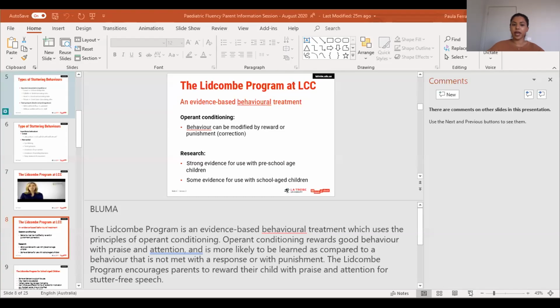The Lidcombe program is an evidence-based behavioural treatment that uses the principles of operant conditioning. Operant conditioning rewards good behaviour with praise and attention, and that behaviour is more likely to be learned as compared to a behaviour that's not met.